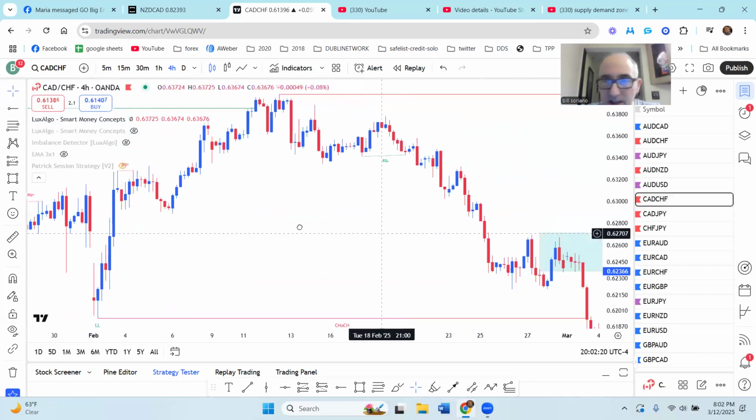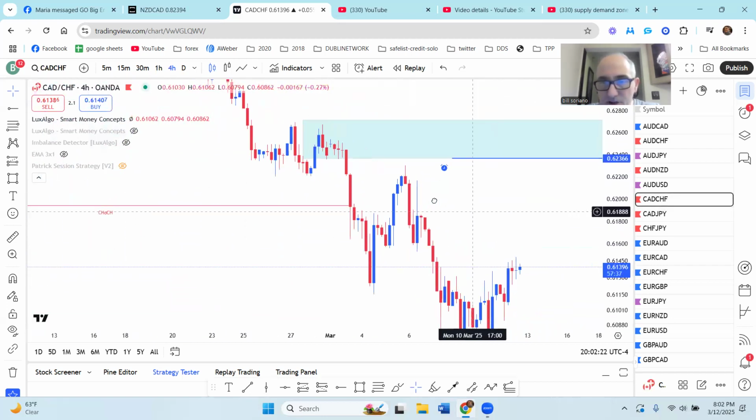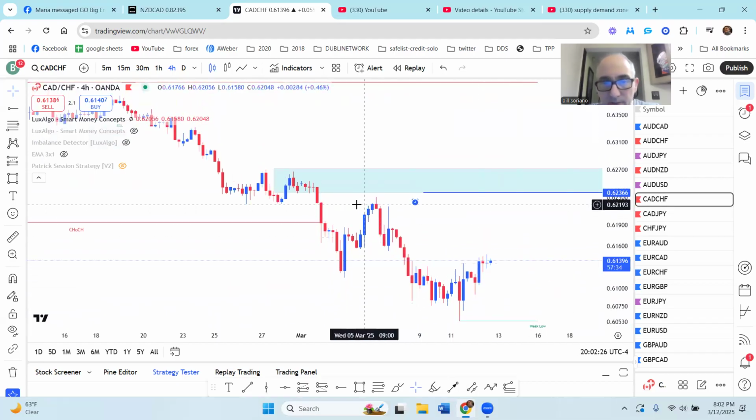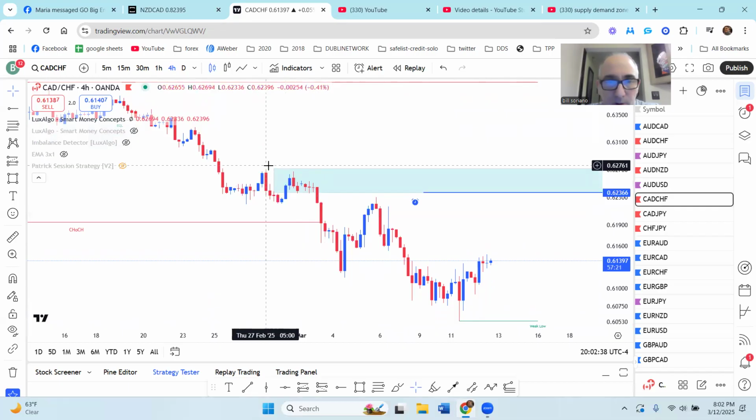CADCHF, this one is bearish, as you can see here. It's been moving downward. And we have this area right here. This area is efficient, right? This wick comes up. There's no imbalance here, right? No imbalance. So the imbalance zone is right here. And we have to make the higher part of it bigger because of all these wicks here.